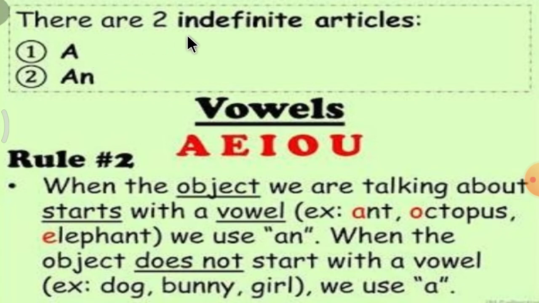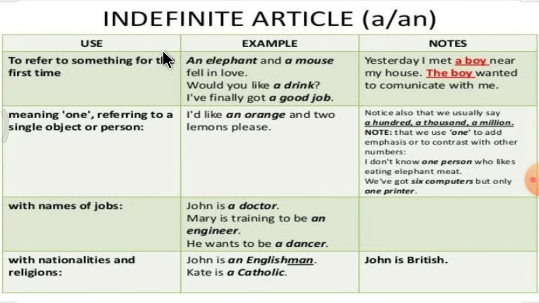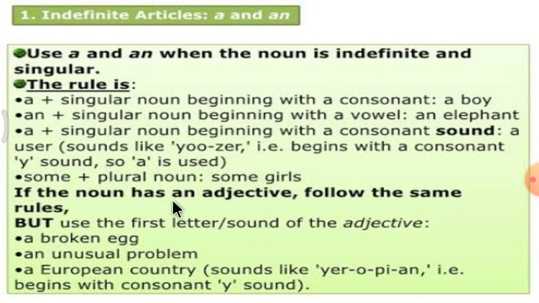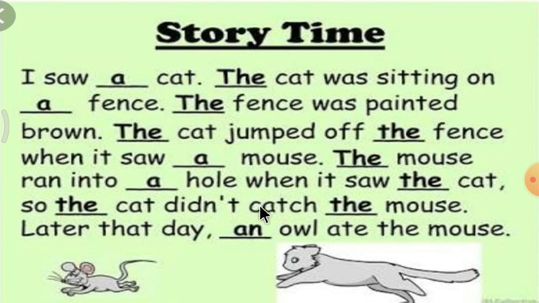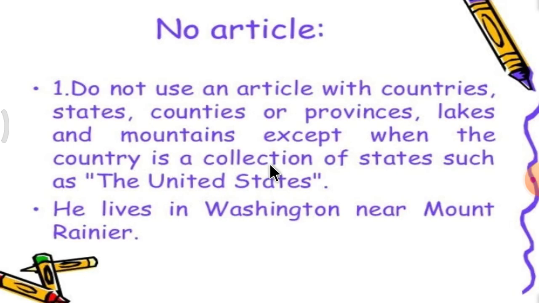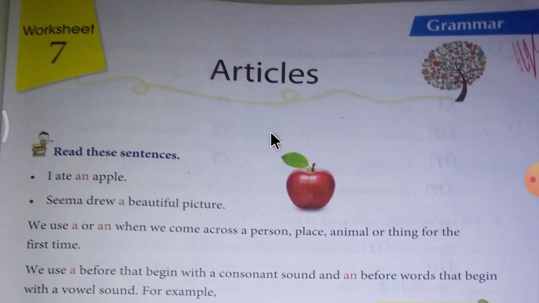Then we have seen there are two indefinite articles, that is a and an. Then we have seen the use of a and an with vowels a, e, i, o, u. Then we have seen the use of indefinite articles and examples, and notes about how to use a and an. Then we have seen rule number 3, when you can use the. Then we have seen a story, from which you can learn easily how to use both indefinite and definite articles. Then we learned when we cannot use articles. Then we have seen the first page of your grammar textbook of lesson number 7.